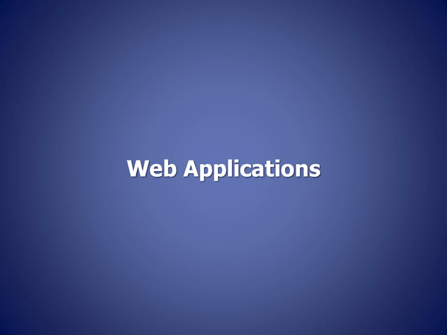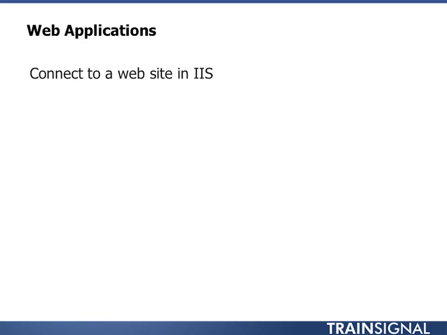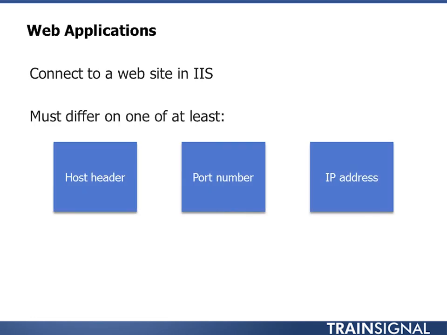But let's start off by talking a bit about the basics of our web applications. Our web applications, as we mentioned earlier, connect into IIS. Our web applications hook up to a website. Now we can create as many websites inside of IIS as we might need, just keeping in mind that each website has to differ on at least one of three things: the host header, the port number, or the IP address. Now the host header is simply a DNS name.